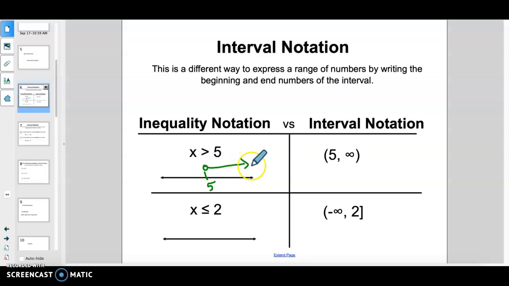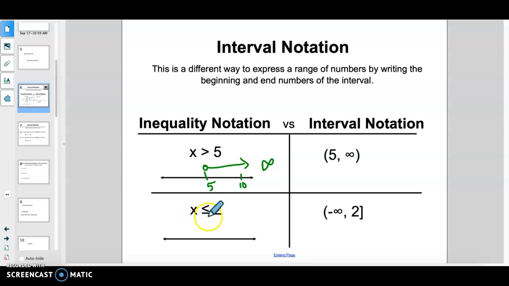So another way to show this range of numbers that I graphed is with interval notation. So notice in interval notation, I'm showing that I started at 5, so 5 comes first, and then I'm going forever to numbers bigger than 5. So this could be like 10. So it's going all the way out to positive infinity. So the way I write this in interval notation is I say it's going from 5 to positive infinity.